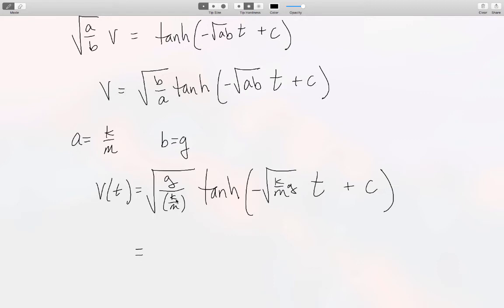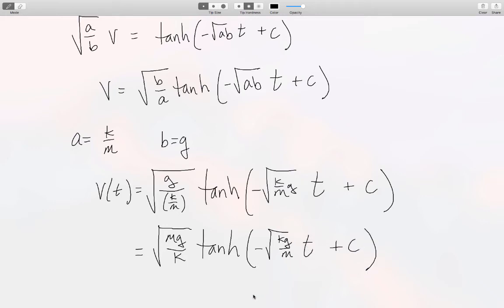So let's take one step here. We're dividing by a fraction, so we can say square root. So then we get the m on top, mg over k. That might look familiar. That's the terminal velocity showing up in the formula for the velocity as a kind of constant factor out here in front. So let's just write this as like kg over m. It's not the same.